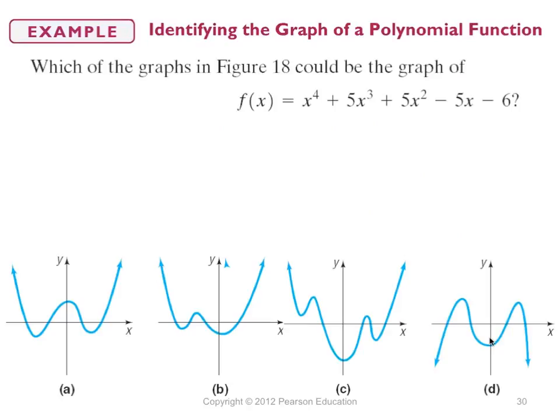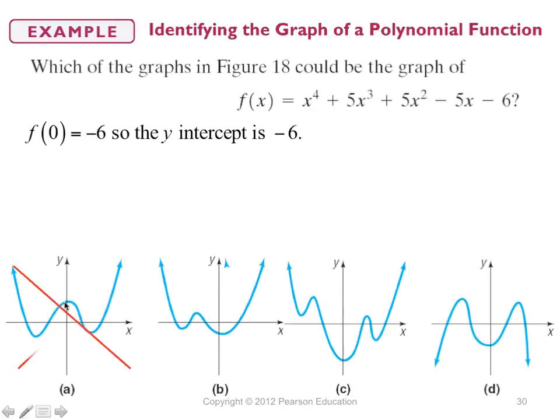So the first thing we want to do with this is, if we're given this equation, f of x equals x to the fourth plus 5x cubed plus 5x squared minus 5x minus 6, we'd like to determine which of these following graphs could possibly be the graph. So the first thing I want to look at is the y-intercept, because that's an easy thing to find. In order to find the y-intercept, we set x equal to 0. If we do that, we get -6 for the y-intercept. Now, if you look across our graphs, this one definitely has a positive y-intercept, so that one's no good.